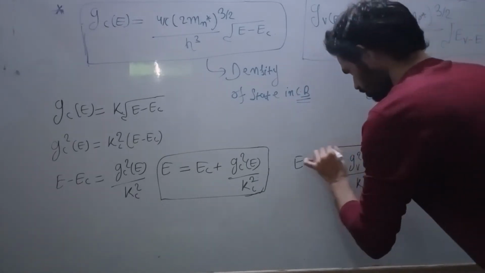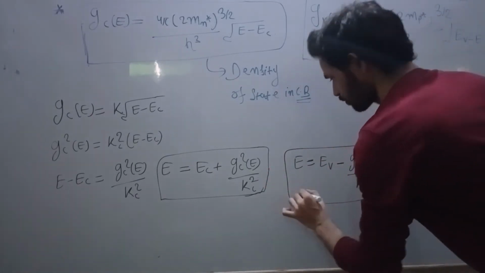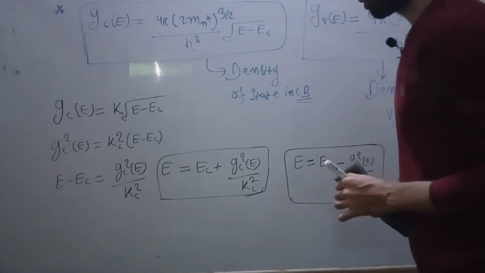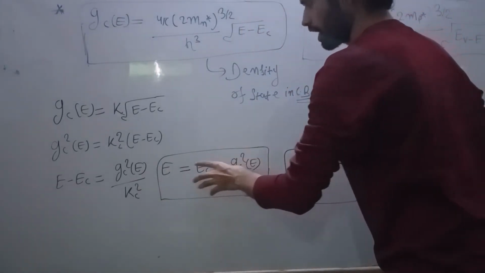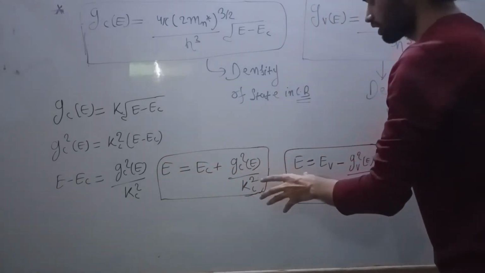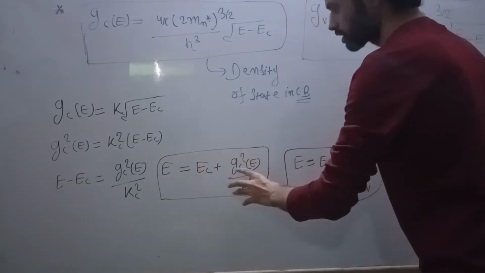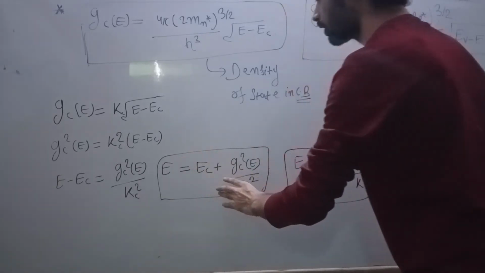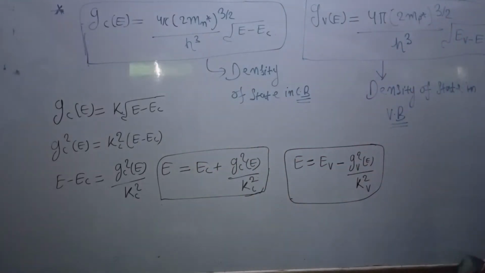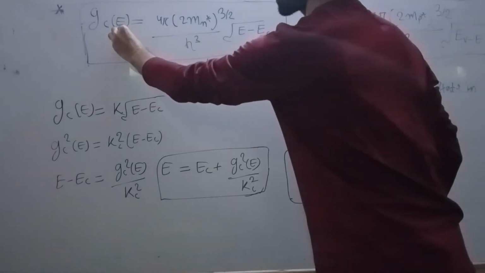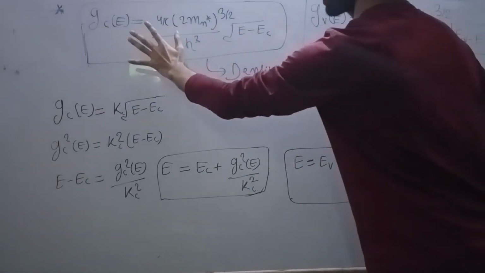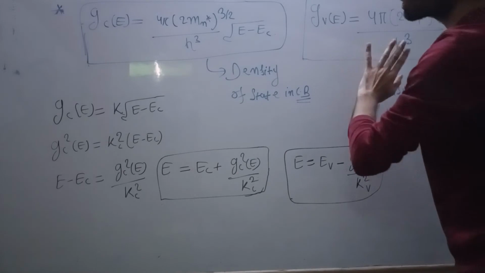Yes, so these are two equations. With respect to energy, this is the density of state and energy relation equation. Why are we writing like this? In order to draw the characteristic between energy and density of state in both conduction band and valence band. So these are the main density functions in conduction band and in valence band.